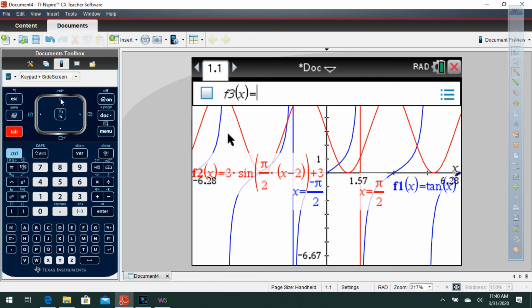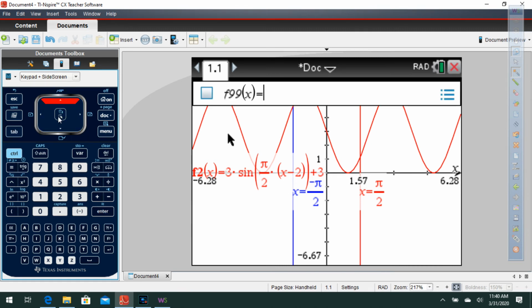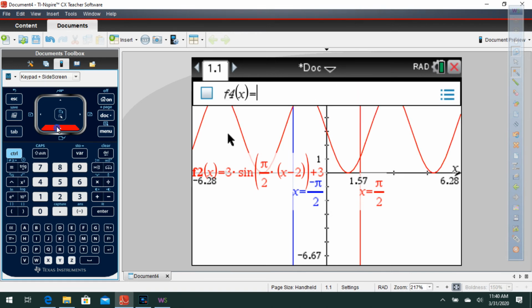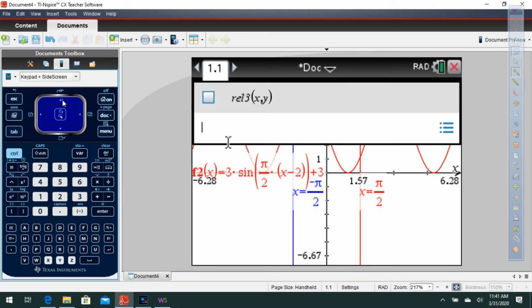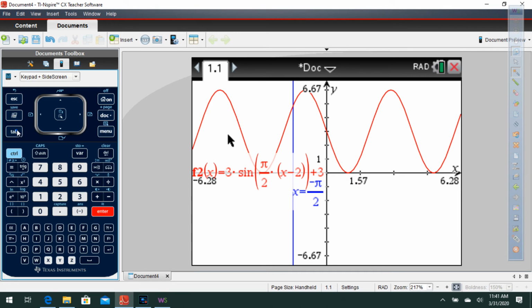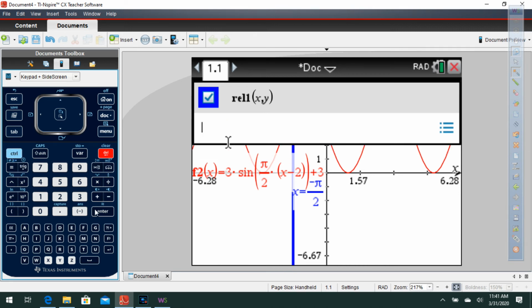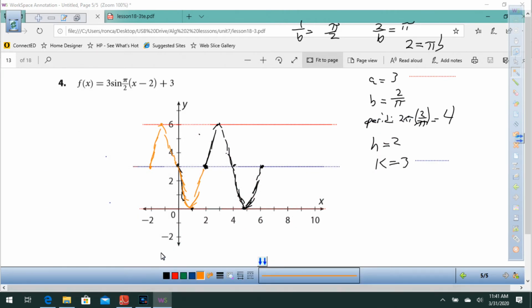We got too much interference in here. Let's get rid of this one here. There we go. Menu 3, 2. Got rid of all that interference. And then there you go. Not too bad.